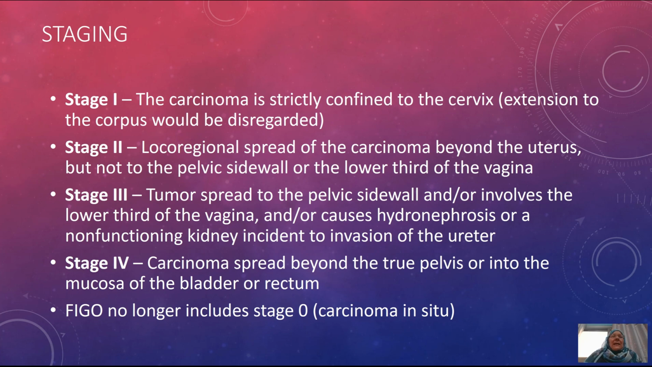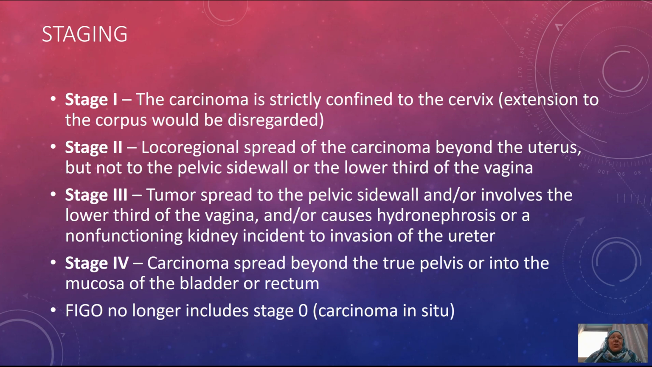If we look at the staging, this is always a bit dry, but it is important in cervical cancer, as a proper staging will help making the correct decision on treatment in cervical cancer. Stage 1 means that the carcinoma is strictly confined to the cervix. Stage 2 means that there's local regional spread of the carcinoma beyond the uterus, but not to the pelvic side walls and not into the lower end, the lower third of the vagina.